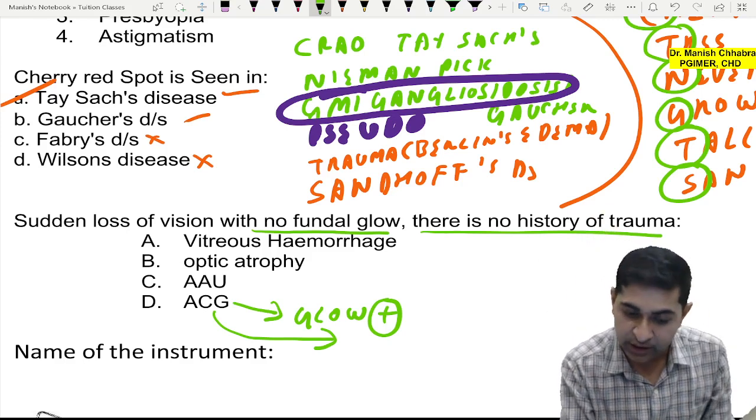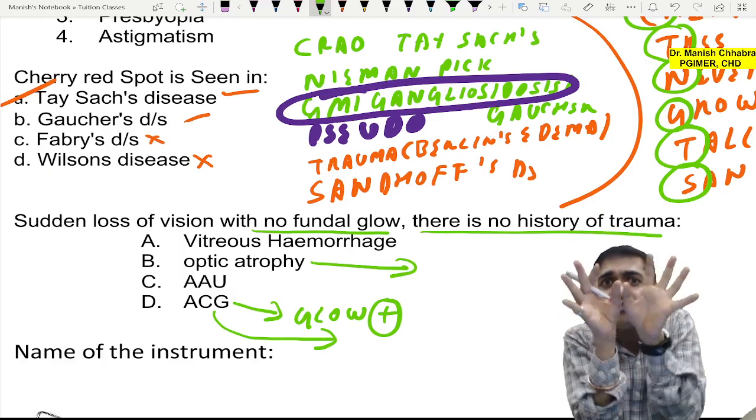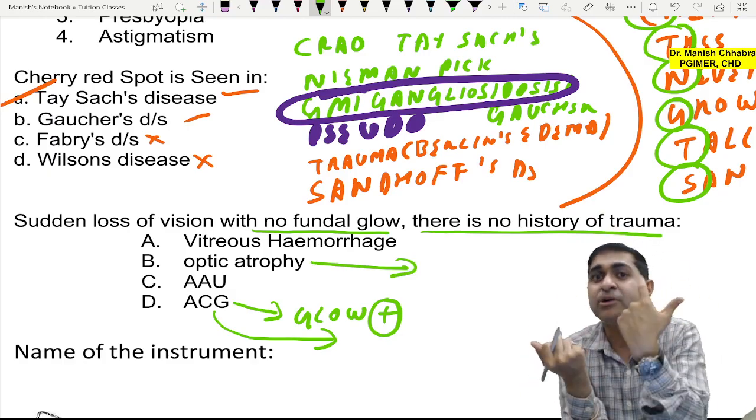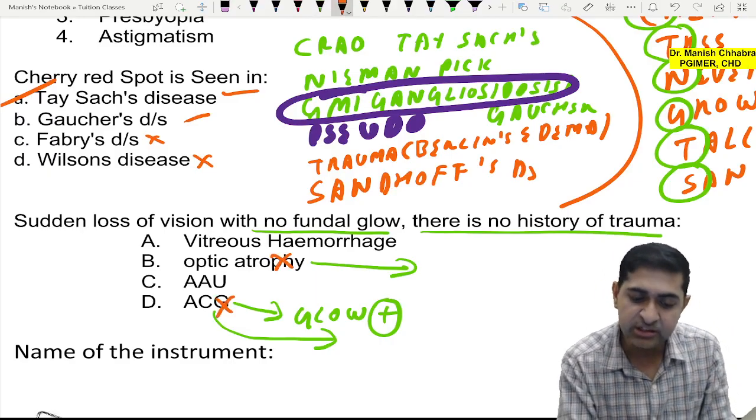We have already done this. What about optic atrophy? The optic nerve is damaged, but again the retina is well perfused, so you are able to appreciate the fundal glow. So this cannot be the answer.